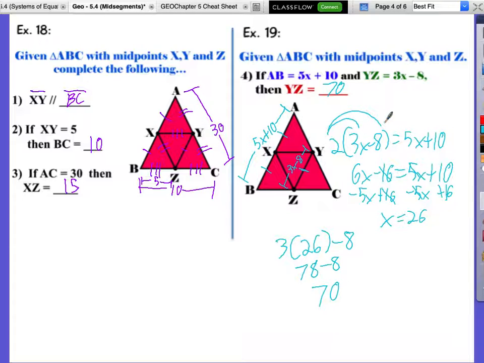Could we have plugged x into AB? I heard a no and a yes. If we found this and plugged it in here, we'd have to divide it by 2, because half of this is this. So we can plug it in here, we'd get 140 and divide by 2. So the answer is 70. Questions on that one and how we got that?